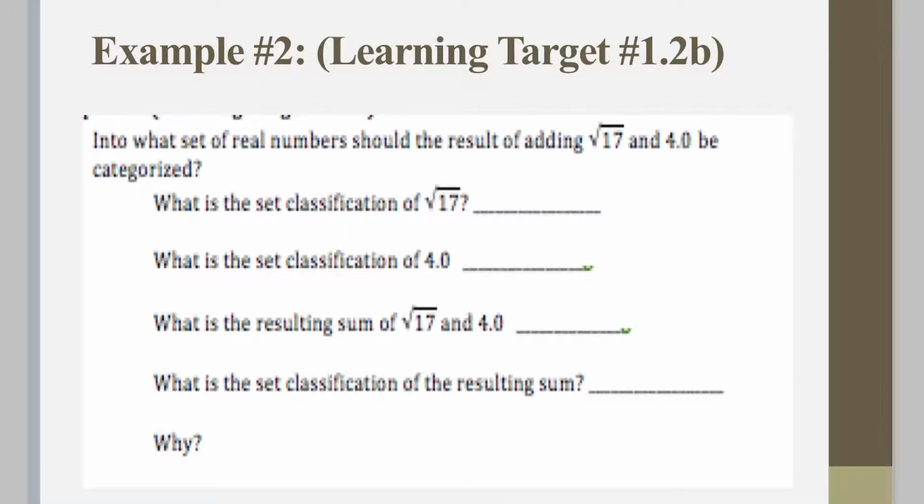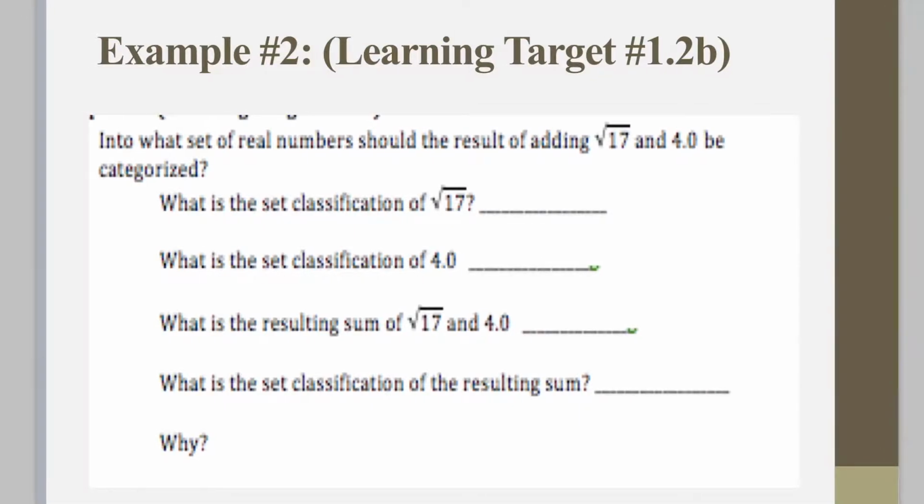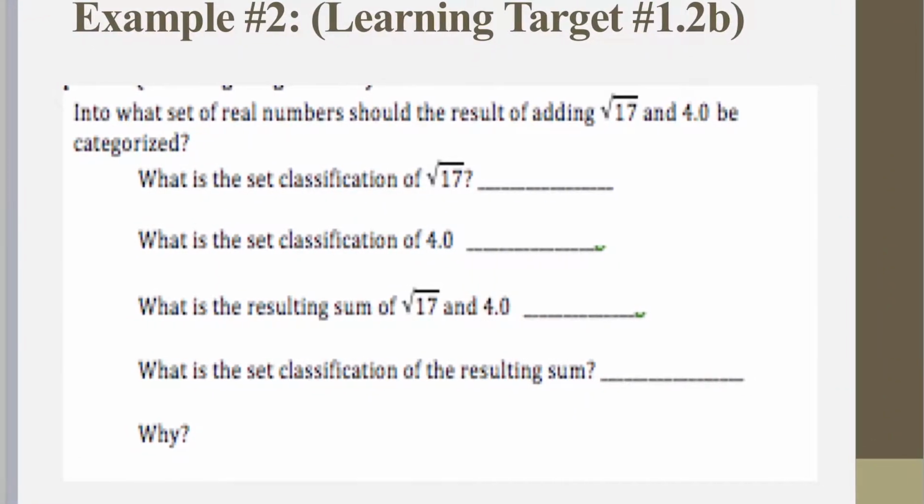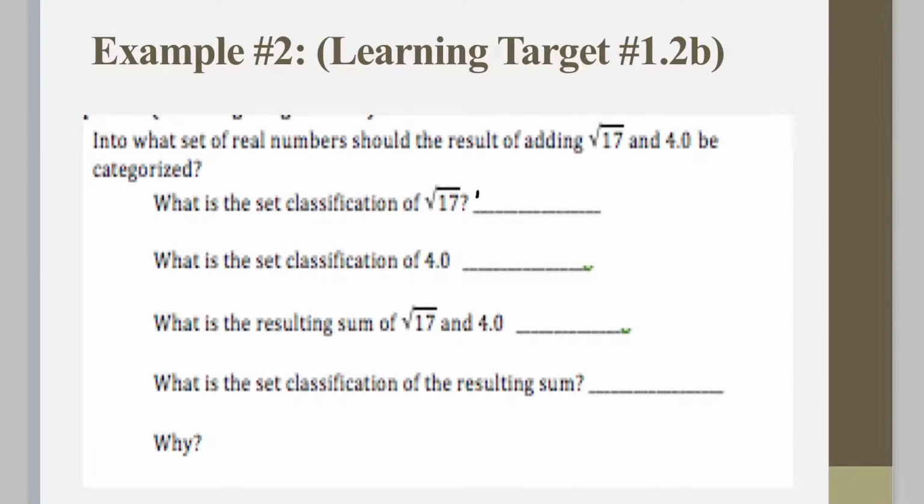And when we convert the square root of 17 to a decimal, we see that the result is 4.123105625 and it will continue forever. And so when we think about what the set classification would be, we can immediately determine one of 2 options because of the decimal. And so we either have a rational number or an irrational number.